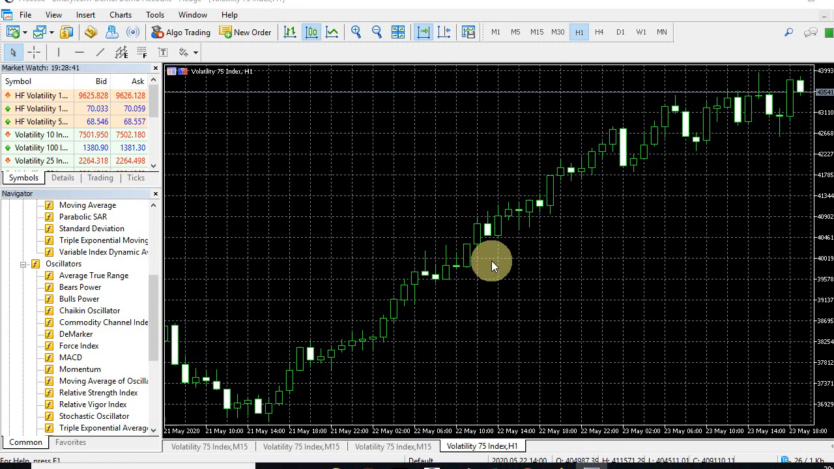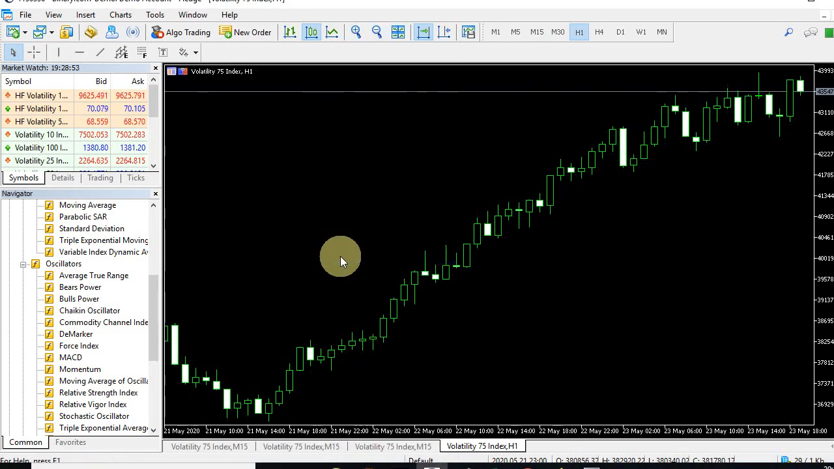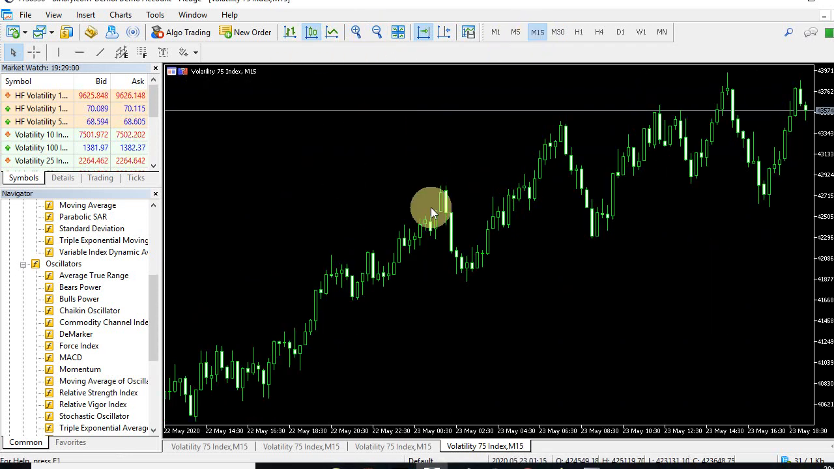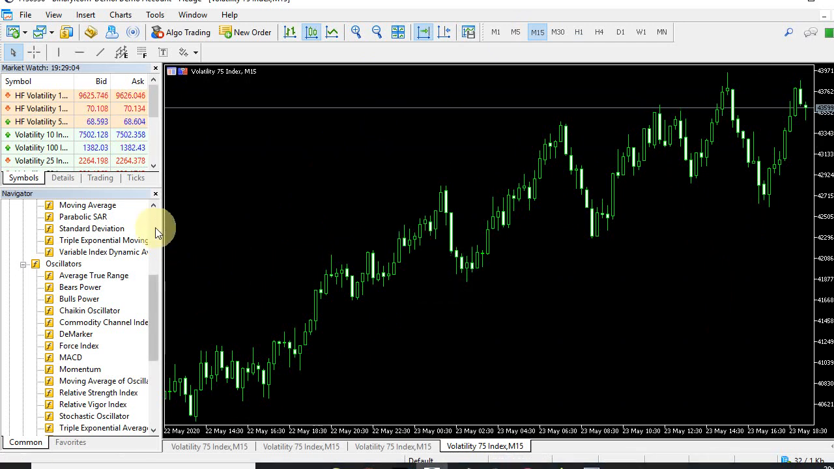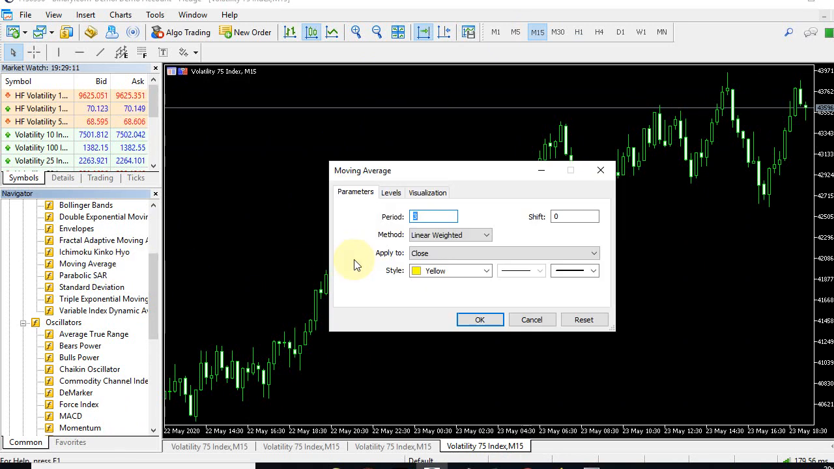Right now we'll talk about how to install the indicators. Like we have the 1 hour chart. You remove the grid lines and then change the time frame to 15 minutes time frame. The ideal time frame for this strategy is the 15 minutes time frame. The first indicator that you will load will be your 240 period moving average.